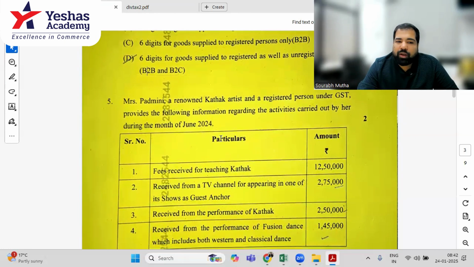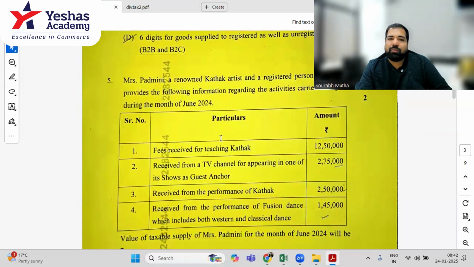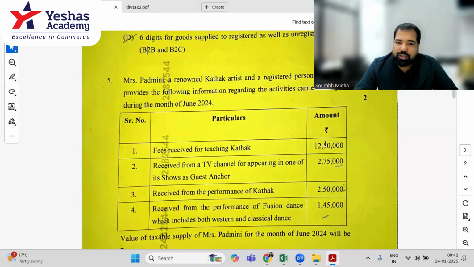So she's done 1, 2, 3, 4 supplies. Which of them will be subject to GST? Let's check. Fees received for teaching Kathak. It's Indian classical. You're teaching someone for recreational purposes. On this 12,50,000, there is no GST. Received from a TV channel for appearing in one of the shows as a guest anchor. On this, there is GST.